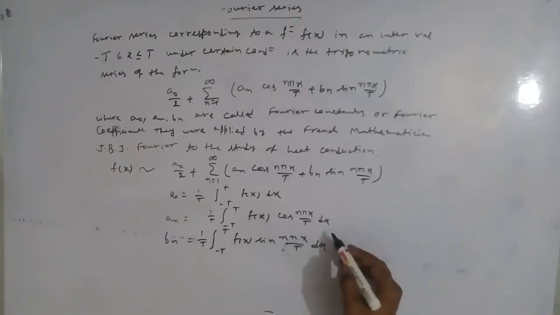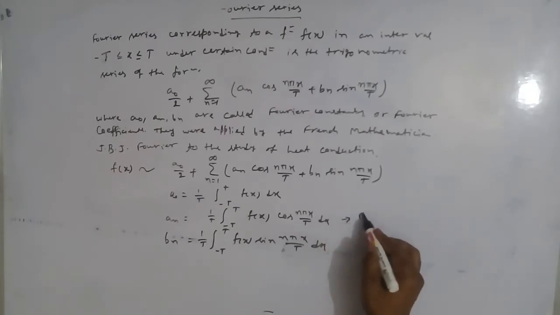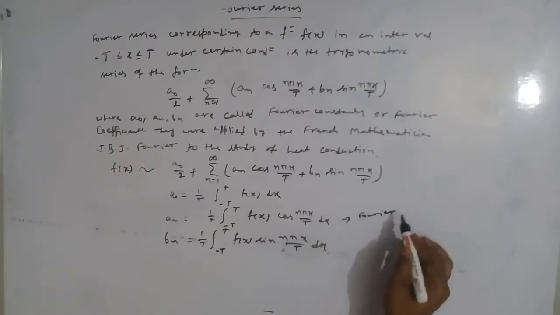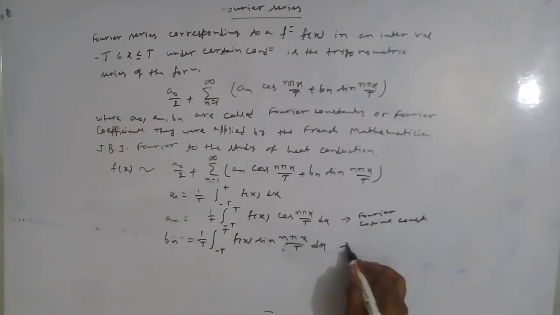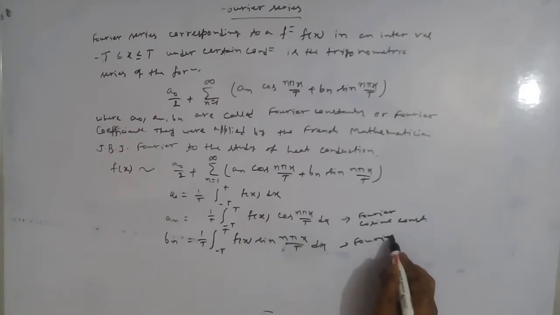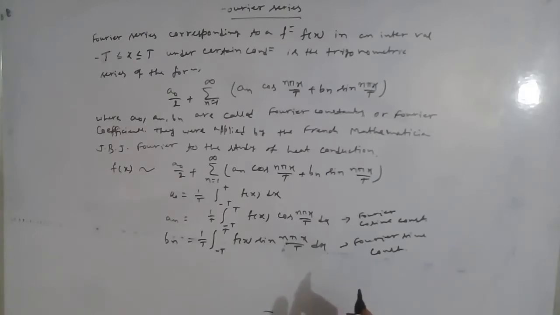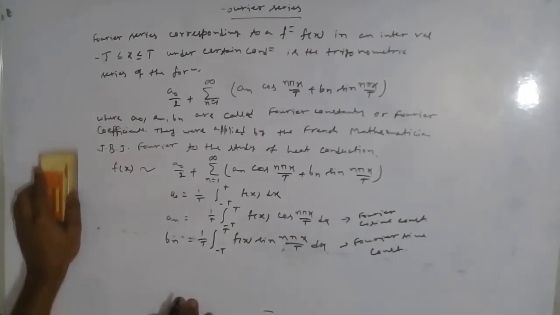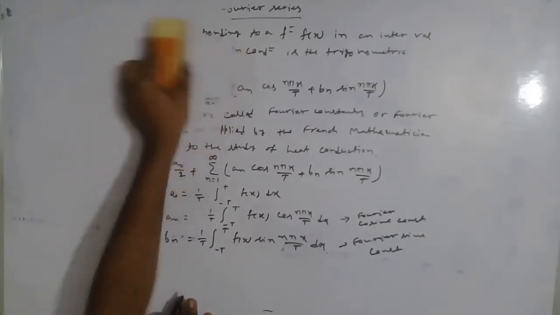So an is called Fourier cosine constant, bn is called Fourier sine constant. Now we have defined it for the interval minus t to t, if f(x) is defined on minus t to t. Now I will define this Fourier series for another type of interval.